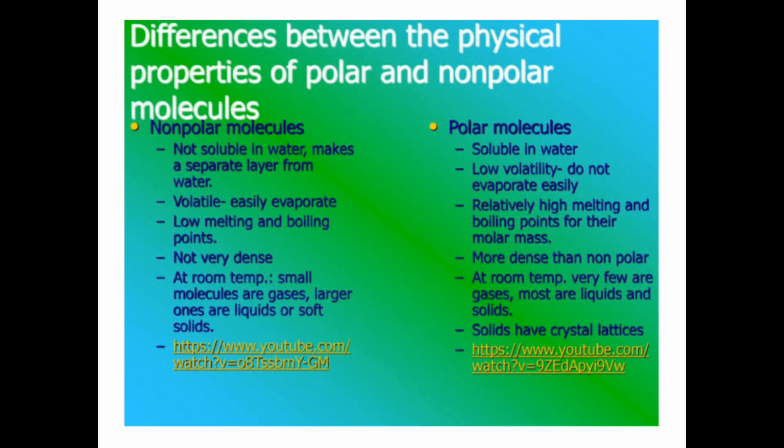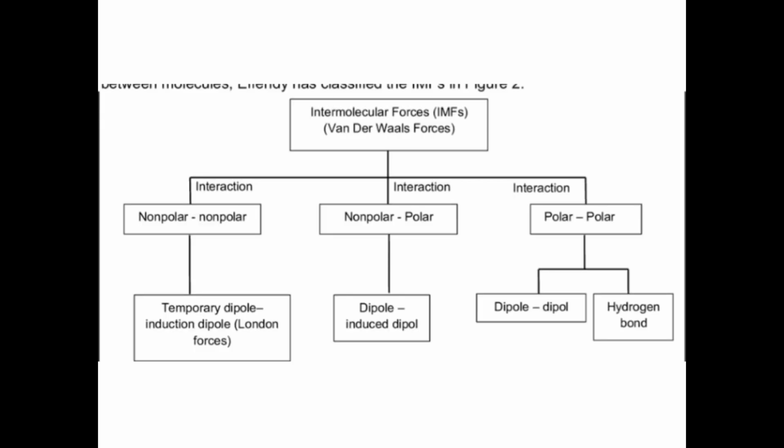Non-polar molecules are volatile. Polar molecules have low volatility, they do not easily evaporate. Non-polar molecules have low melting and boiling point. Polar molecules have relatively high melting and boiling point. Non-polar molecules are not very dense. Polar molecules are very dense, and so on and so forth. So these are some of the key differences between polar and non-polar molecules.